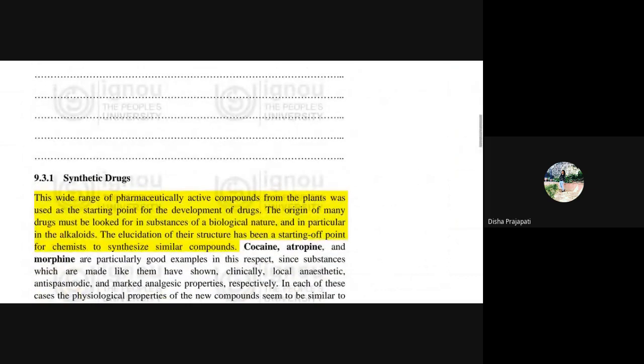Now, synthetic drugs. This wide range of pharmaceutically active compounds from the plants was used as the starting point for the development of drugs. The origin of many drugs must be looked for in substances of a biological nature, and in particular in the alkaloids. The elucidation of these structures has been the starting off point for chemists to synthesize similar compounds. So synthetic drugs are produced from natural active compounds in the plants or vegetables.